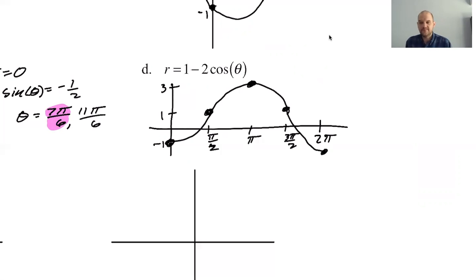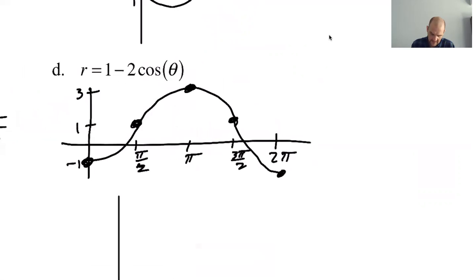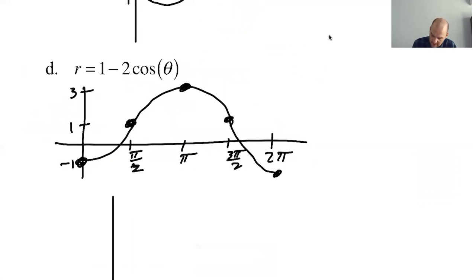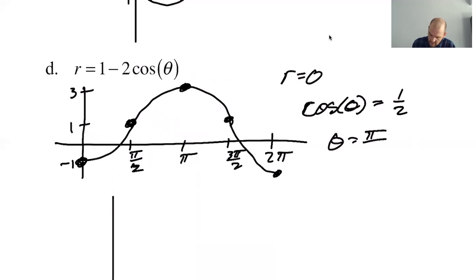Okay, here we go. I would say that a negative cosine with an inner loop is the weirdest limacon you can have. Negative cosine inner loop, weirdest limacon. The reason it's weird is because it starts in the inner loop. So I need to know when r equals 0. That means that cosine is +1/2, which means that theta is pi over 3 or 5 pi over 3.